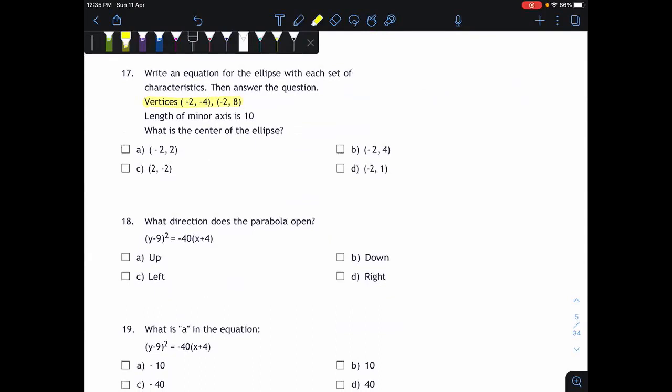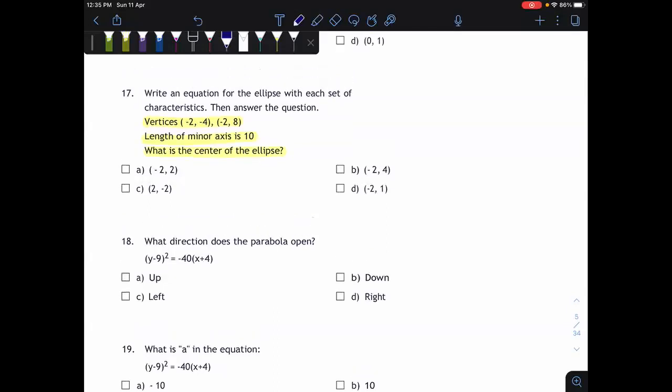Okay, and the length of the minor axis is 10. What is the center of the ellipse? Excellent. I would like to write first the equation of this ellipse. So who can solve this question, guys?